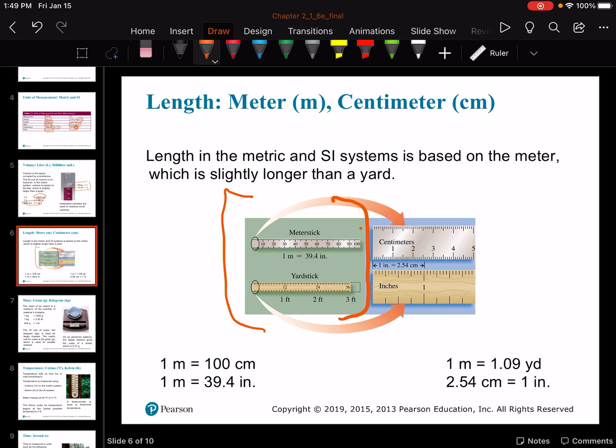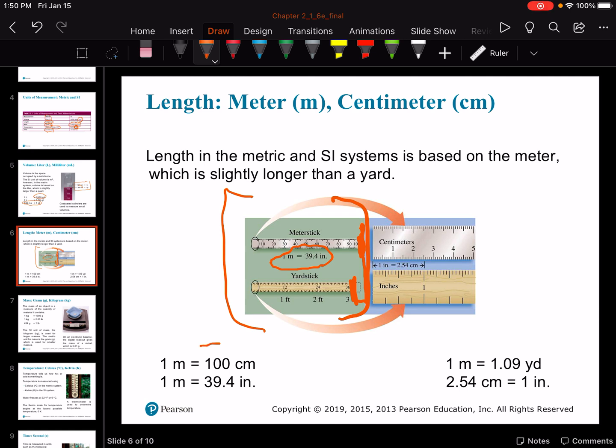Can you see that a meter stick is a little bit longer? There's the end of the meter stick. There's the end of the yardstick, right? So 1 meter is equal to 39 inches. Can you see that? A little bit longer than a yard, okay?